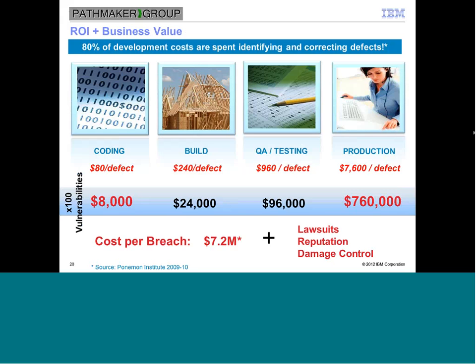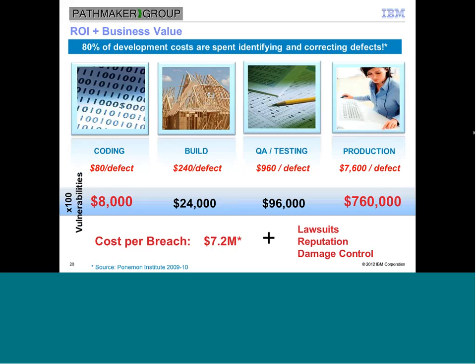PathMaker and IBM can come in and help you put together an ROI and business value. If you look here, we took this data from the Rational team, essentially. What we find is that if we say that a vulnerability is nothing more than a defect, and it really is, that's really what it is, a defect.